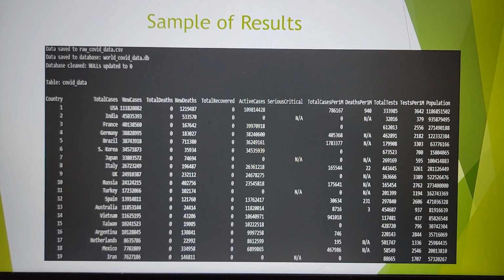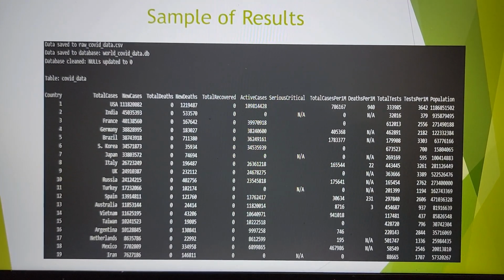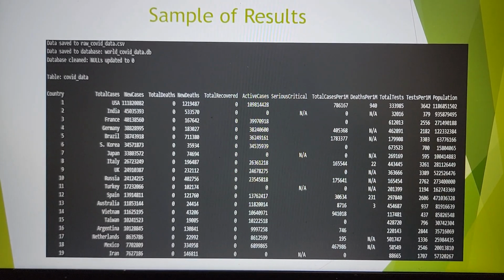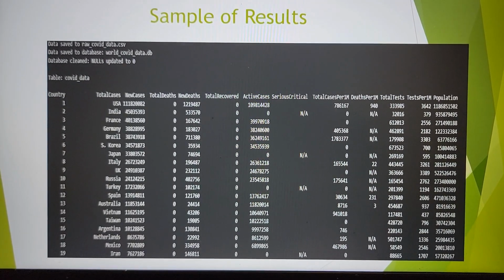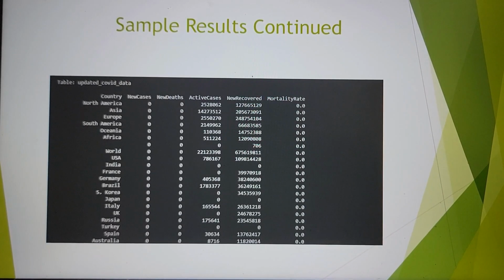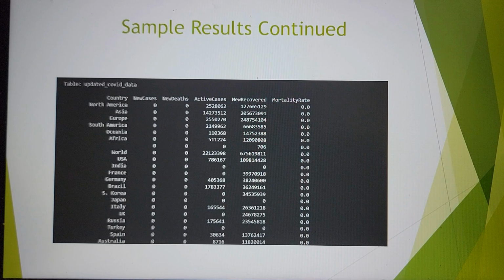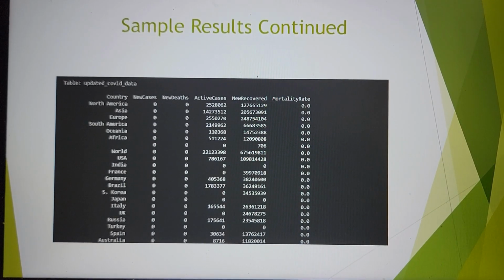Okay, so this is what I was talking about with the sample of results. You can see that in my results area, this is what came up, and everything is easy to read, super neat, and it's just like I have a database right in front of me, and that's what I wanted. And here's the continue page. So the page just before this was the COVID data table, and this is the updated COVID data table.